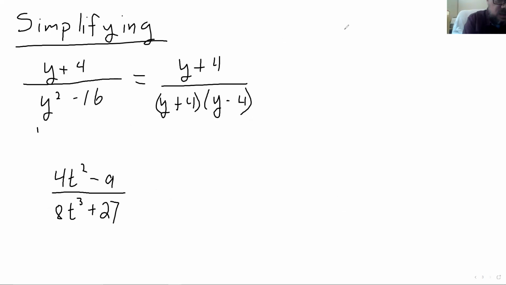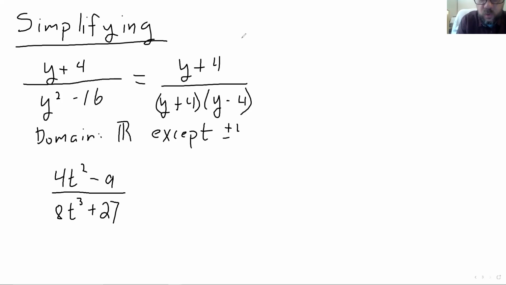So my domain, I've got to do it up here, is all real numbers, which I'm just going to write as the R if you don't mind, except for 4 and negative 4, right? So 4 would make this factor right here 0, and negative 4 would make this factor 0. So I'm just going to write that as plus or minus 4. You could write it as 4 comma negative 4 if you want, but basically everything except for 4 and negative 4.